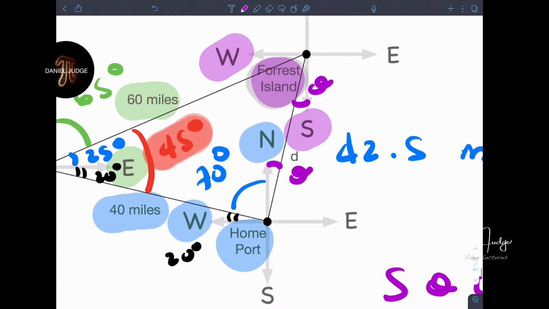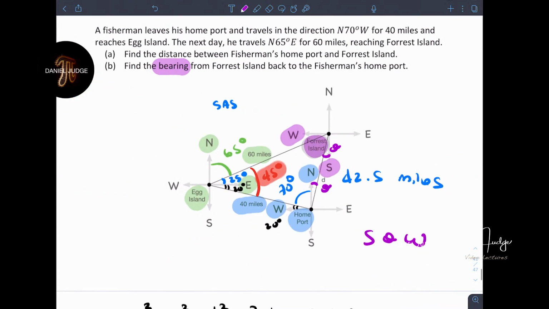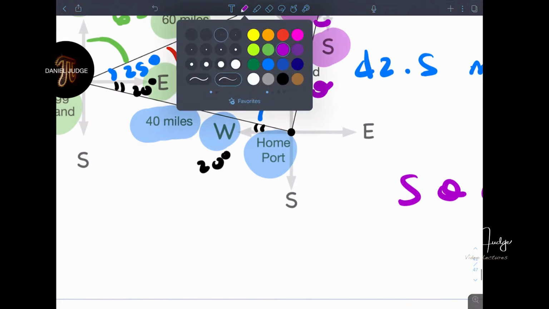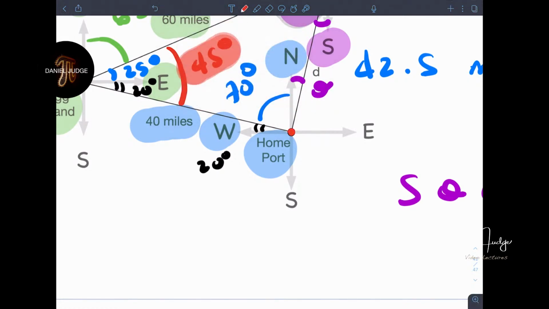Okay, now here's what I want to remark, and here's the key. Take a look. We're going to call this position here home port. That's vertex A. Vertex H. We'll use H, not A. H for home port. We don't have to use the A vertex. I think H is easier to remember.